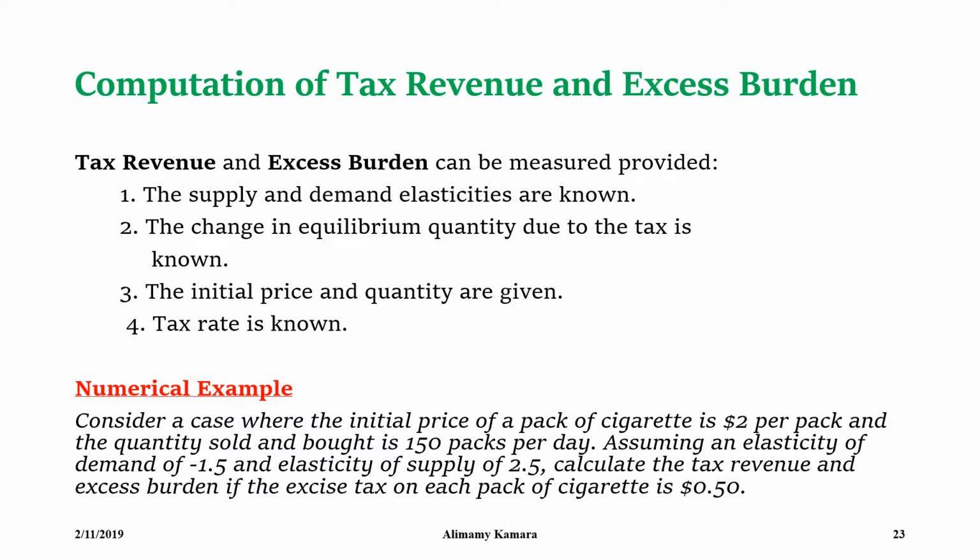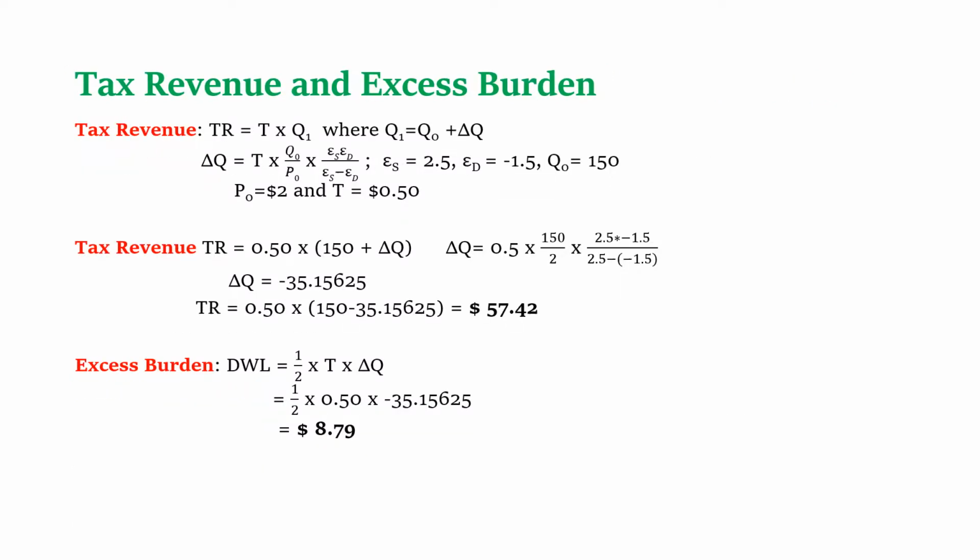Consider a case where the initial price of a pack of cigarettes is $2 per pack, and the quantity sold and bought is 150 packs. Assuming an elasticity of demand of minus y and an elasticity of supply of this, calculate the tax revenue and the excess burden. The excise tax on each pack of cigarettes is 0.50. That is the excise tax, right? So this is simple.